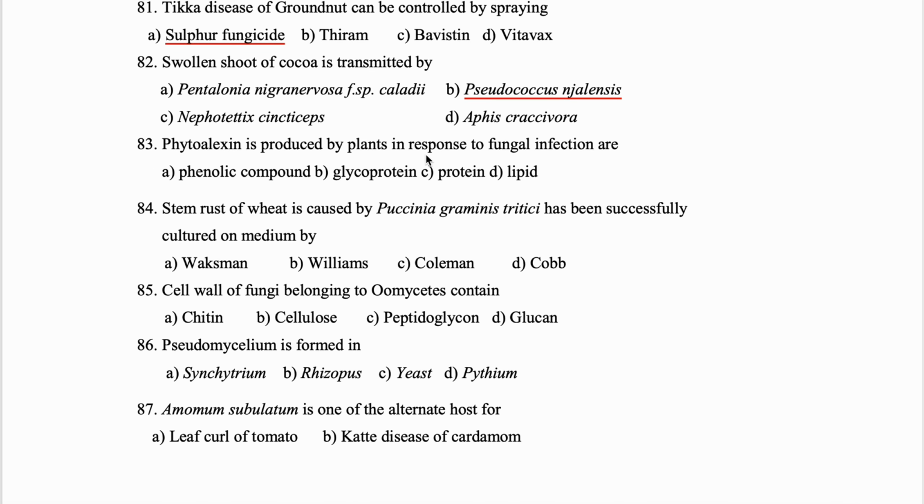Next, 83. Phytoalexin is produced by plants in response to fungal infection. Phytoalexin is a phenolic compound.